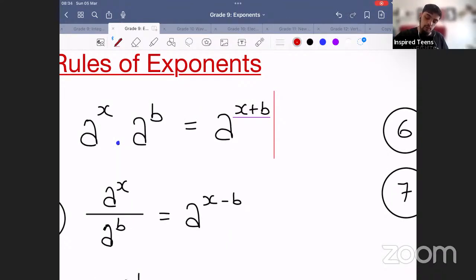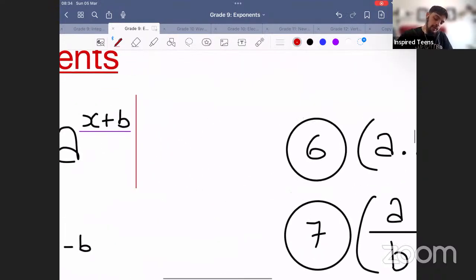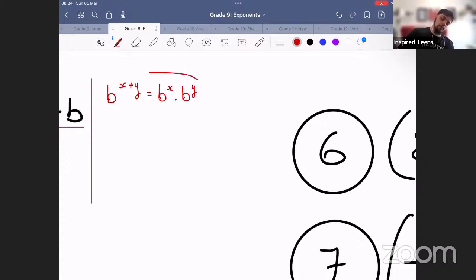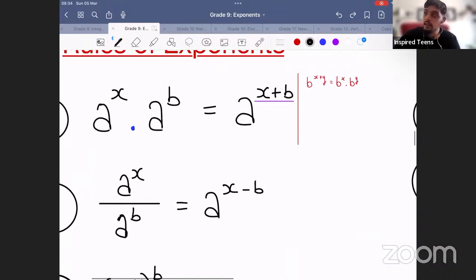Similarly, you have to know how to work backwards as well. If you are given something like b to the power of x plus y, you need to note that this can go backwards. You can take each of these powers to the base and multiply them. It's backwards of rule 1. So this is equal to b to the x times b to the y. It's equally important to know this, if not more important. Basically, same bases in multiplication, you can add the exponents.